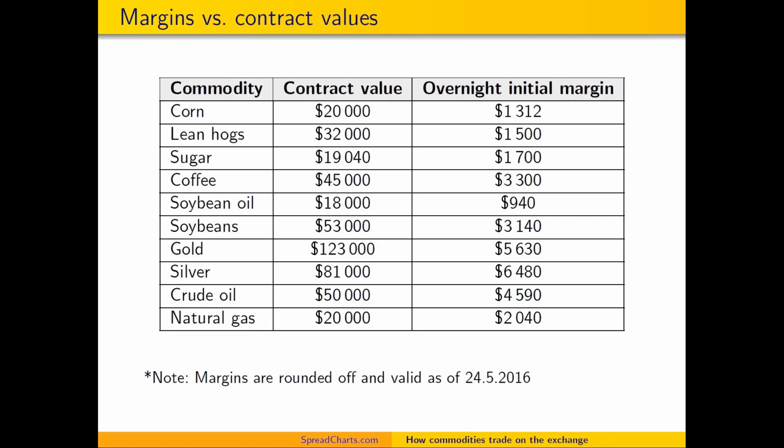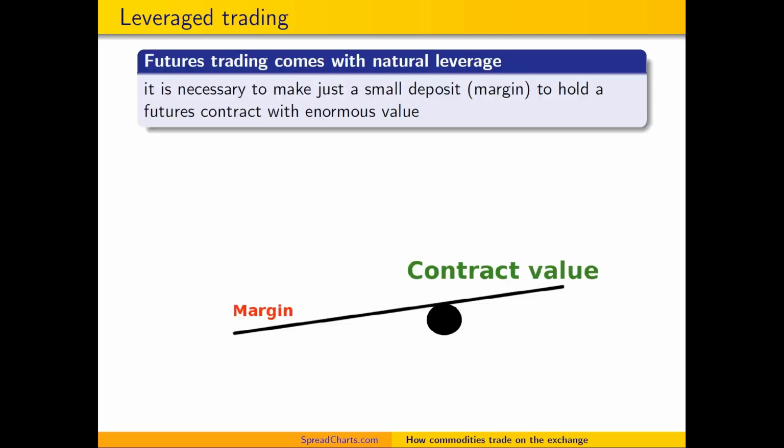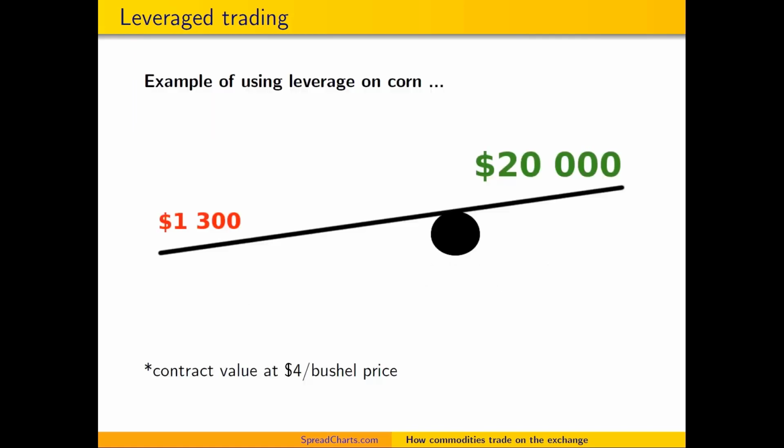So, why do we even talk about this? It is crucial to understand the inherent leverage in futures trading. We can just make a small deposit to hold a futures contract with a huge value. A picture is worth 1,000 words. Here is an example of our favorite corn. To manage the contract valued at $20,000, we need just $1,300 in our account.